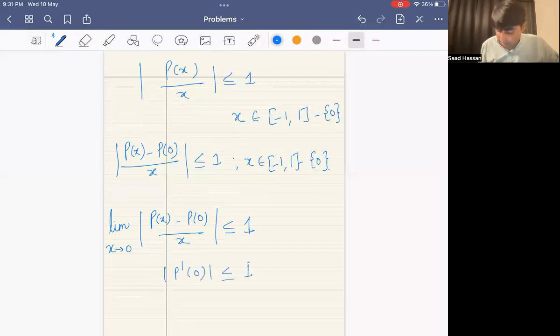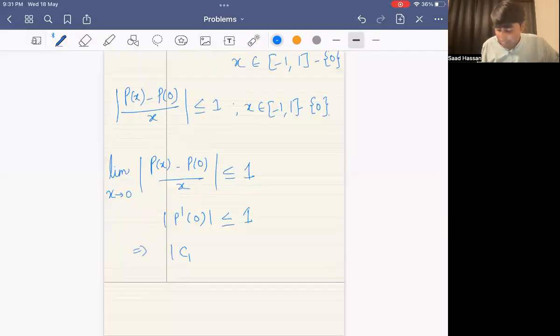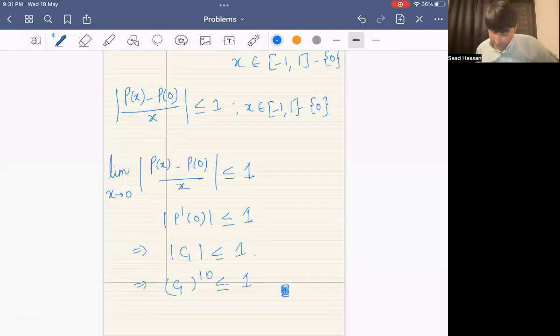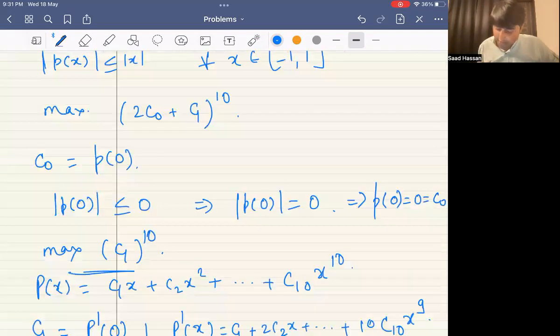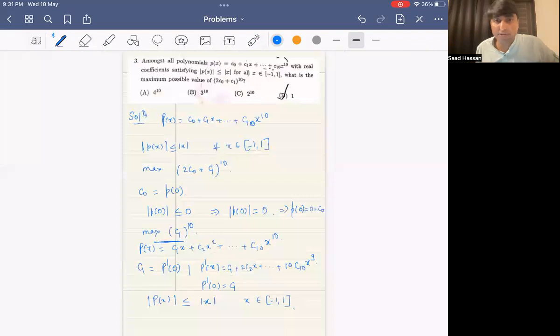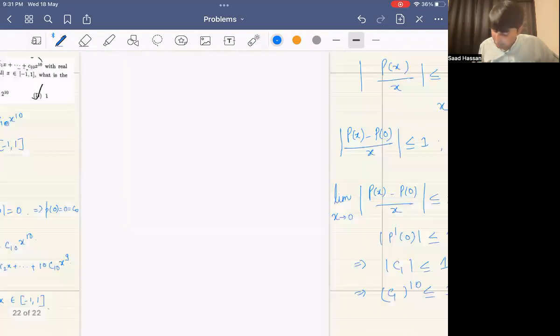Which means that mod of c1 is less than or equal to 1, which means that c1 to the 10 is less than or equal to 1. And we are done. So the maximum value of c1 to the 10 is 1. We were supposed to find the maximum value of c1 to the 10, and we're done. So the answer should be 1. All right, and we're done.